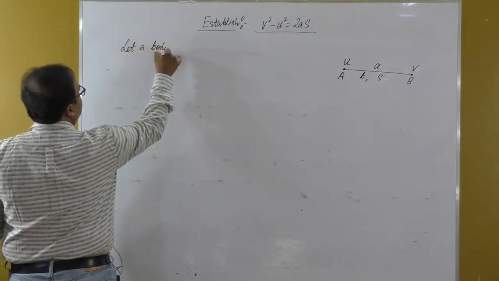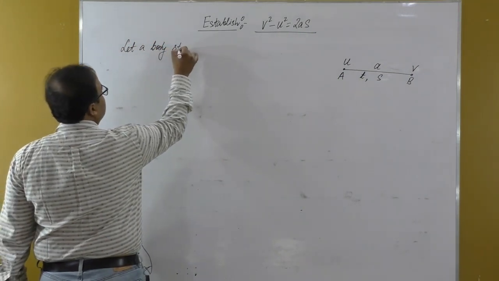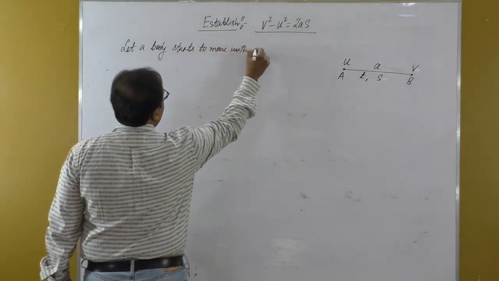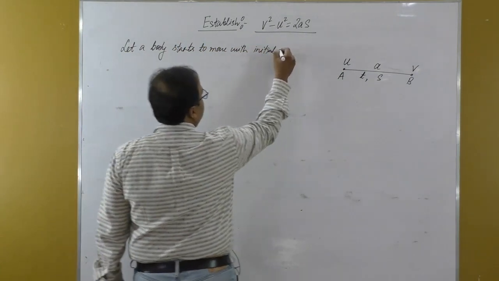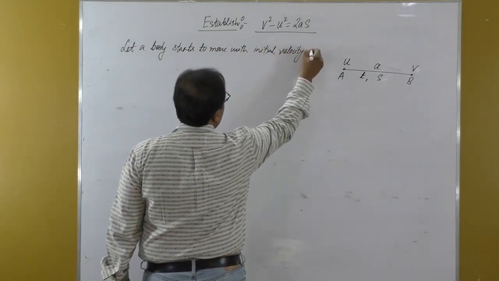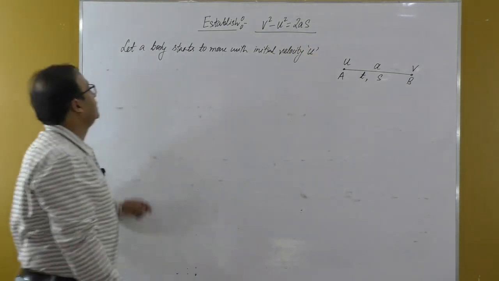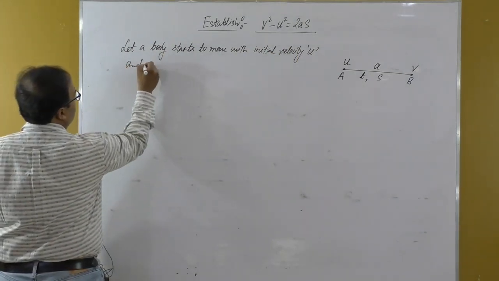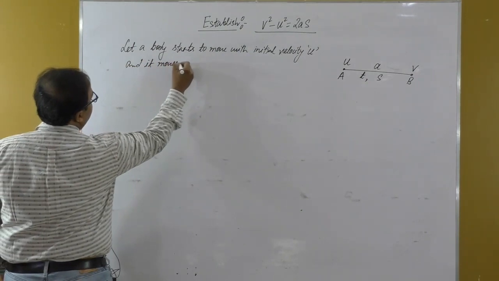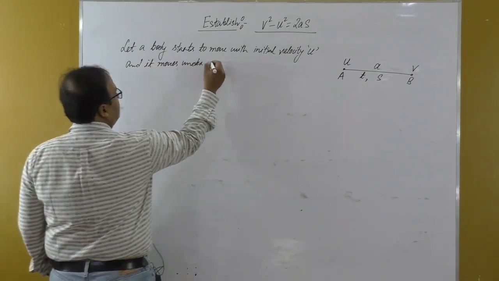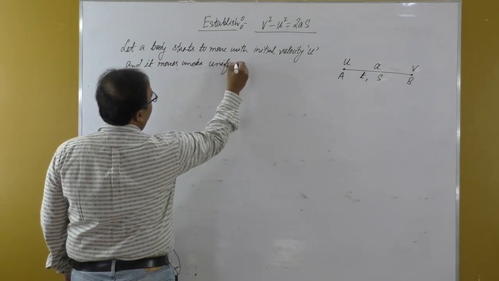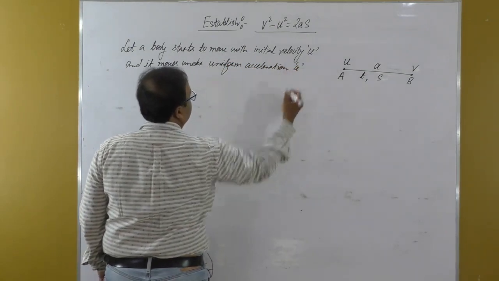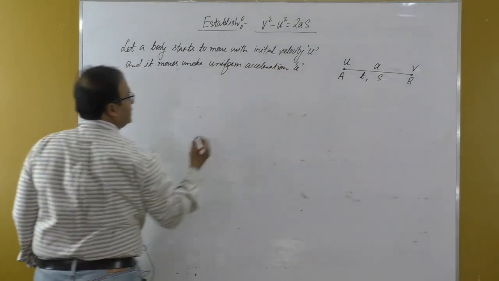Let a body start to move with initial velocity u and it moves under uniform acceleration a.